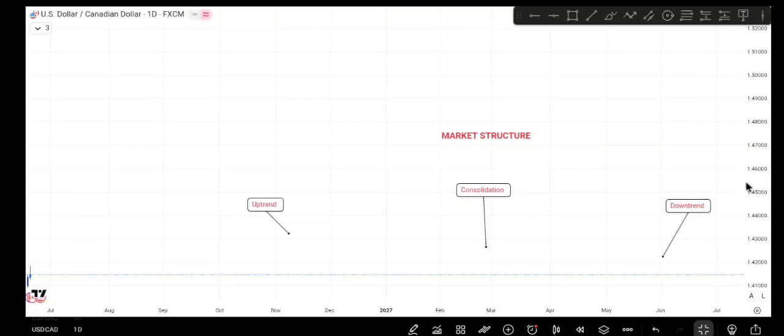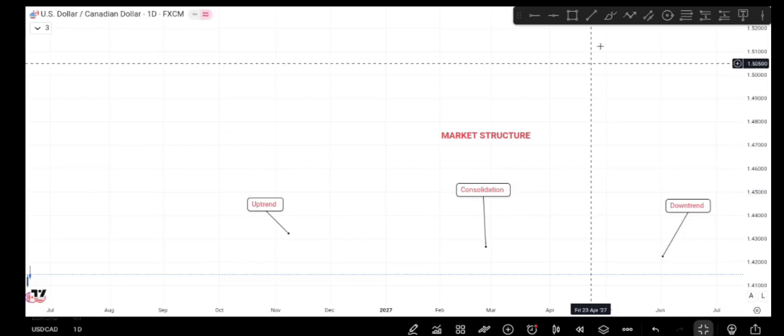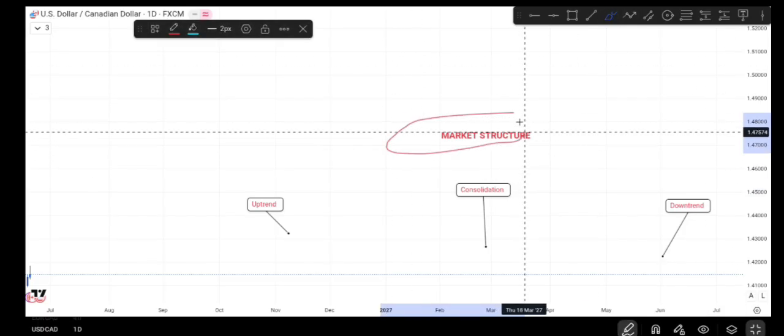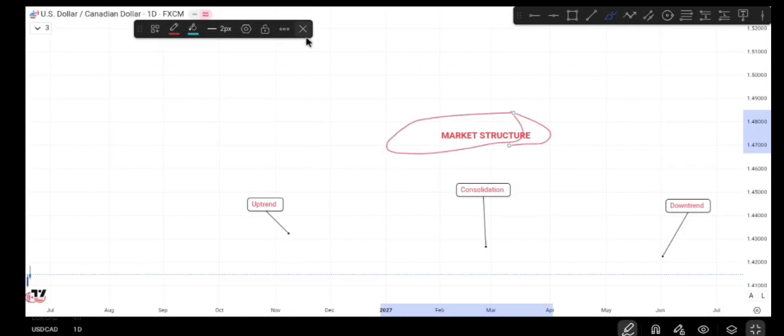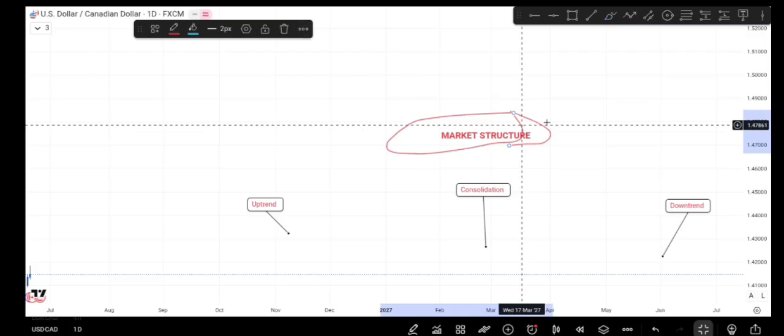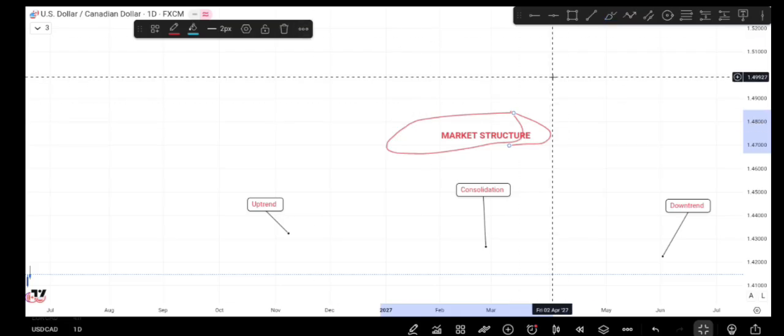I'll be explaining and breaking down market structure. So first of all, what is market structure? Market structure is used to define market movement in the market. There are three different types of market movement.